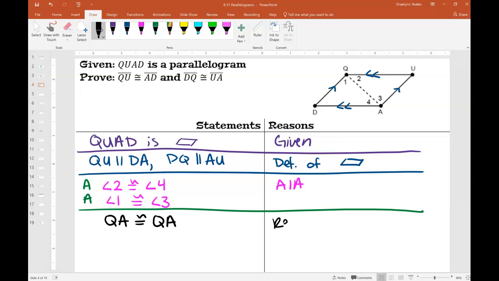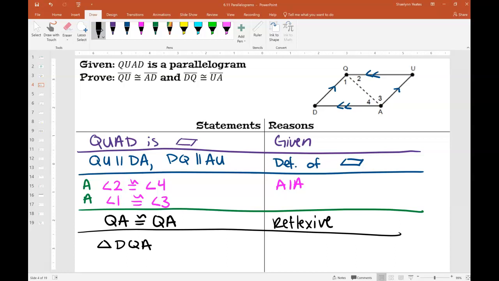which is the reflexive property, then I can say that triangle DQA is going to be congruent to triangle UAQ by angle side angle, because it's this angle, this side, and this angle that are congruent.